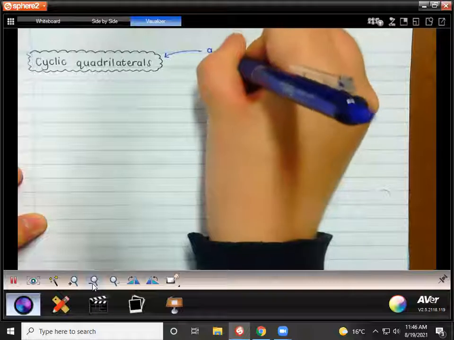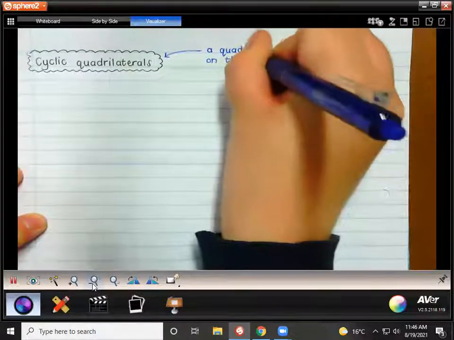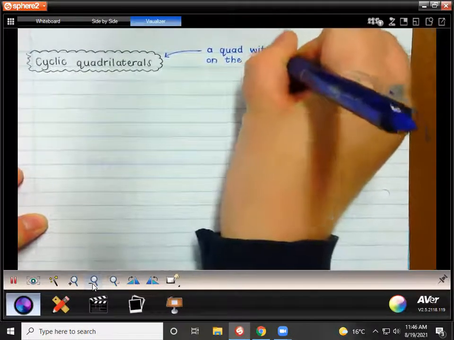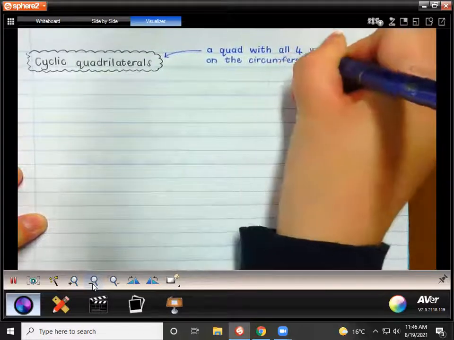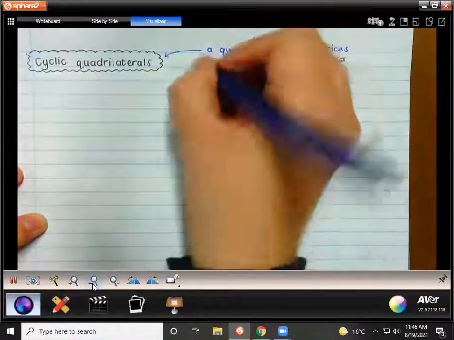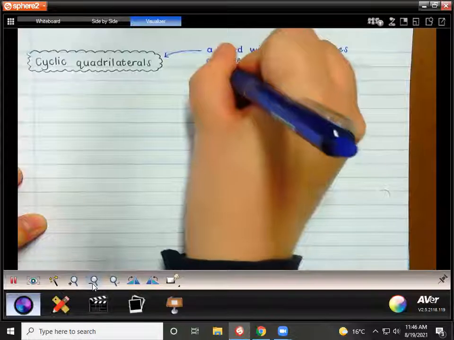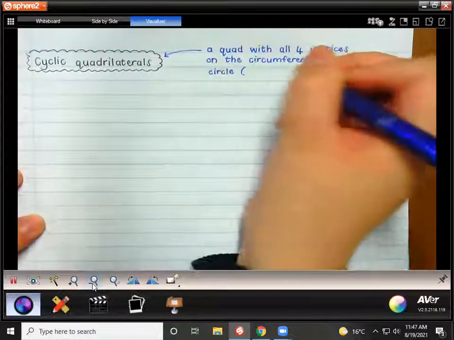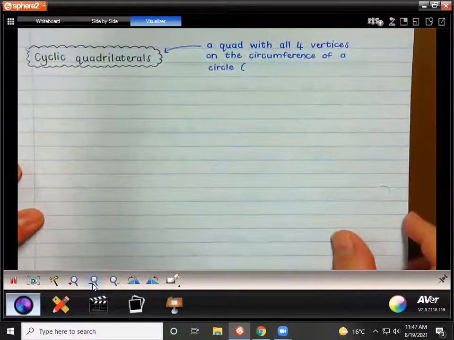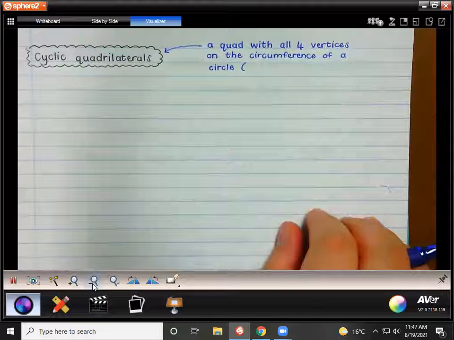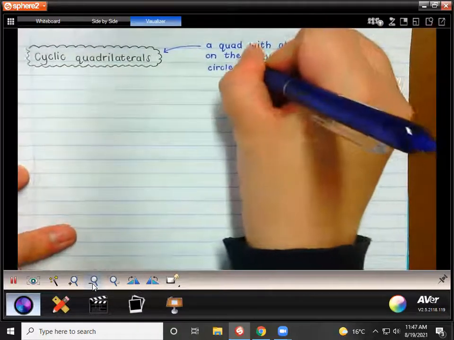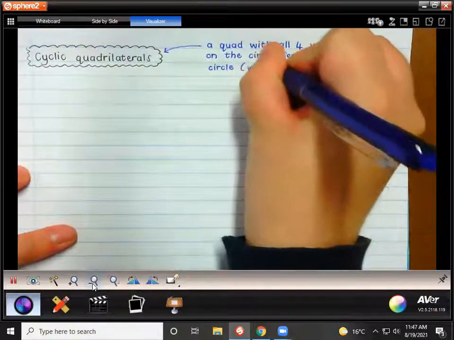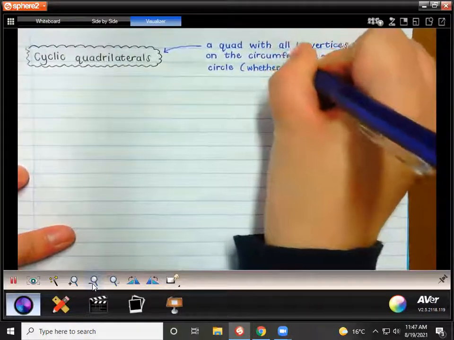on the circumference of a circle. Now, the bit that I'm going to put in brackets might confuse you. We will talk about it in great detail, so don't stress now. I'm just going to add here whether the circle is drawn or not.